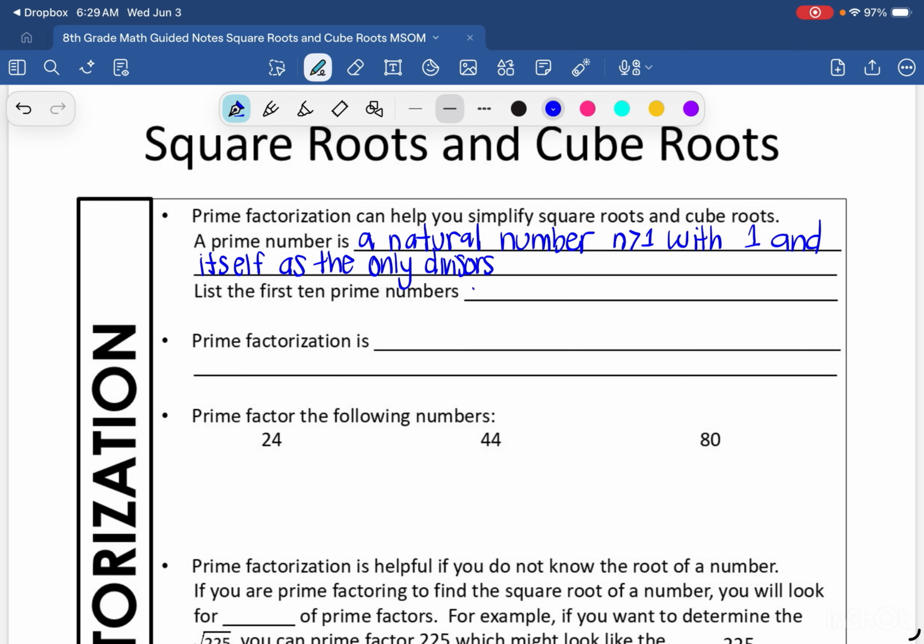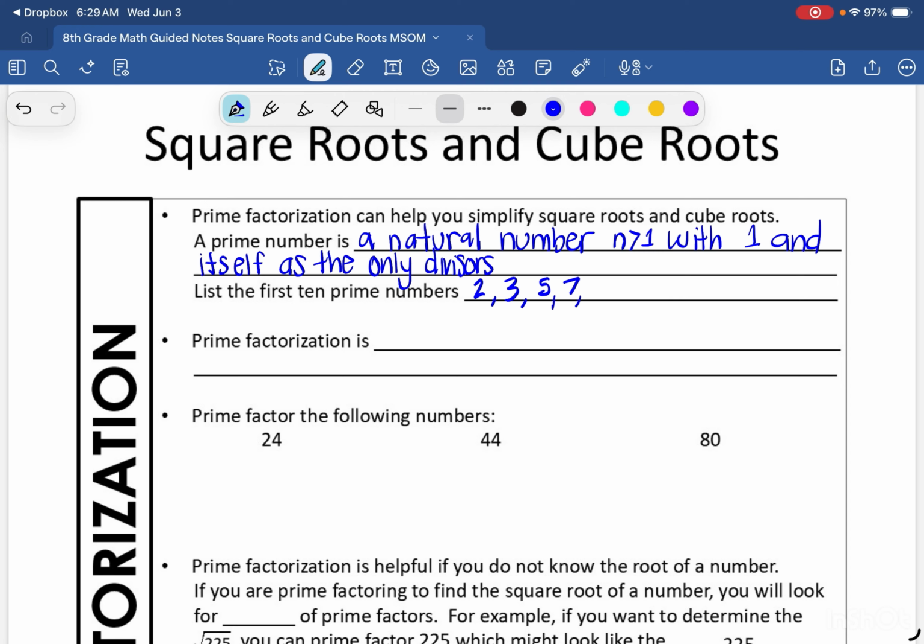2 would be prime because its only divisors are 2 and 1. 3, 3 and 1. 4, well, that gives me 2 and 2, so no. 5 would also be prime. 6, nope, I can divide by 2. 7 is prime. 8, again, I can divide by 2, so that's not prime. 9, I can divide that by 3 and 3. 10, all my even numbers from now on are not going to be prime because they can all be divisible by 2. So not 10.